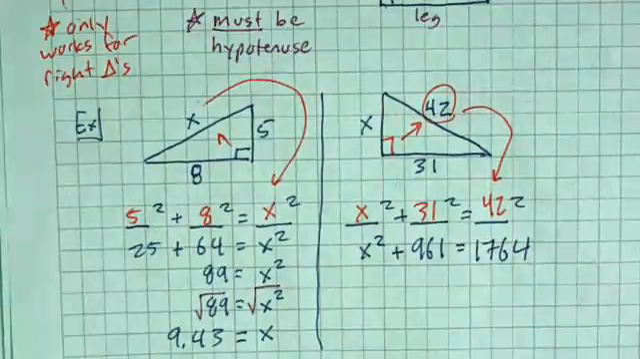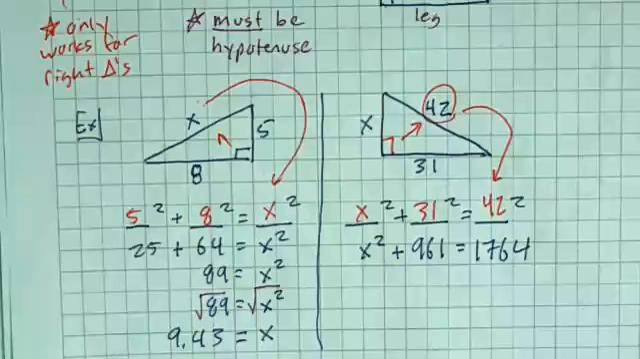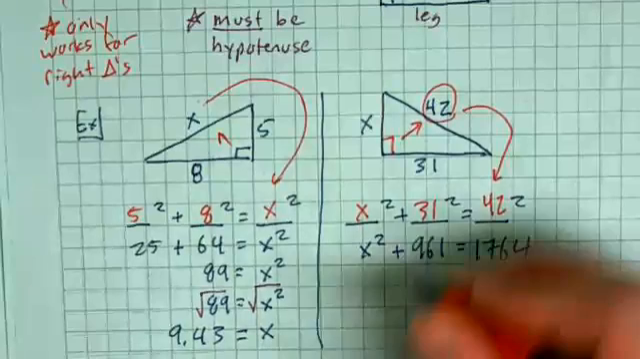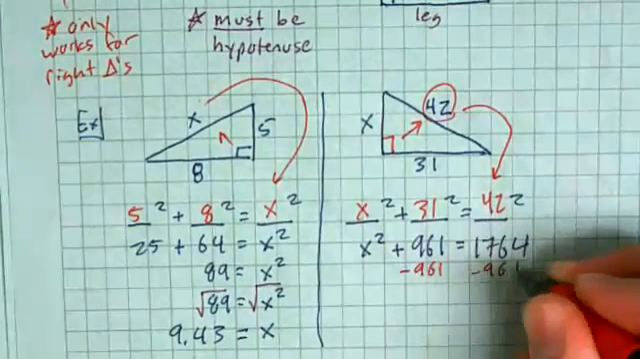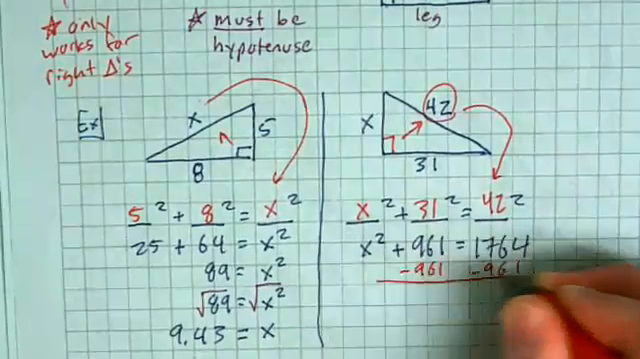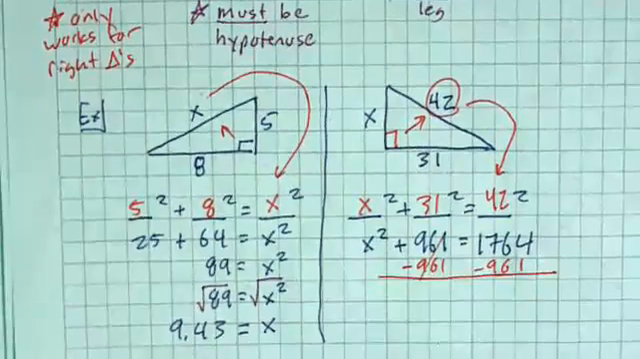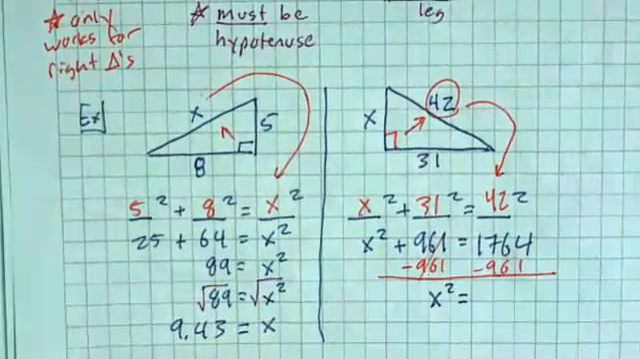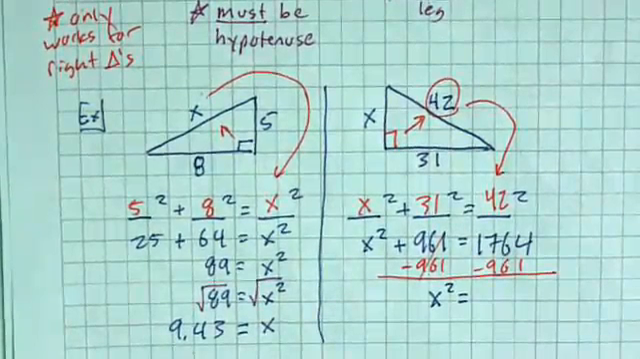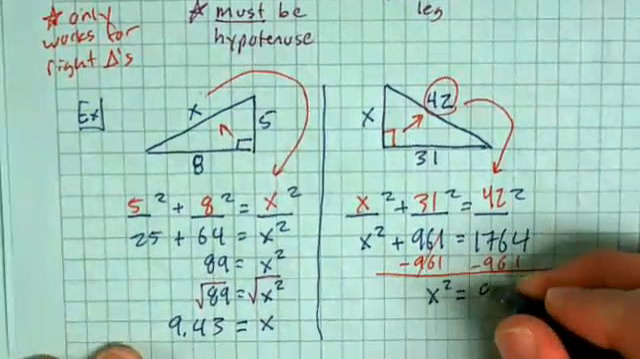My goal is to get X by itself. What would you do next? What would you do, Jackson? Subtract 961 from both sides. What a great idea. That'll cancel that there, right? So now it's just X squared equals whatever that is. I think I can pull that off in my head. Yeah.